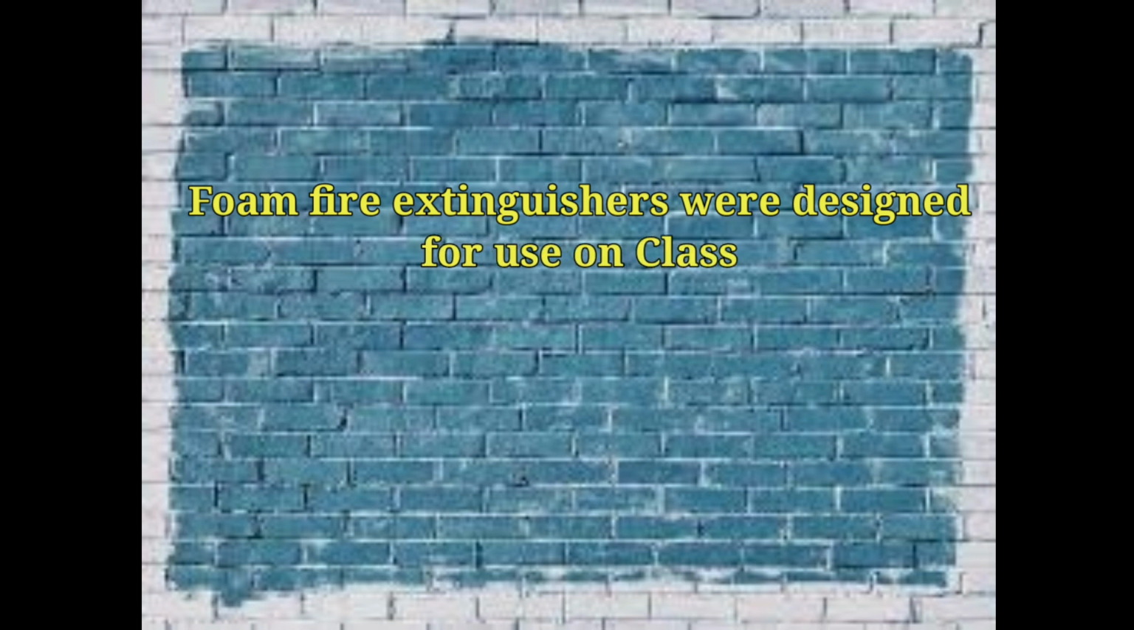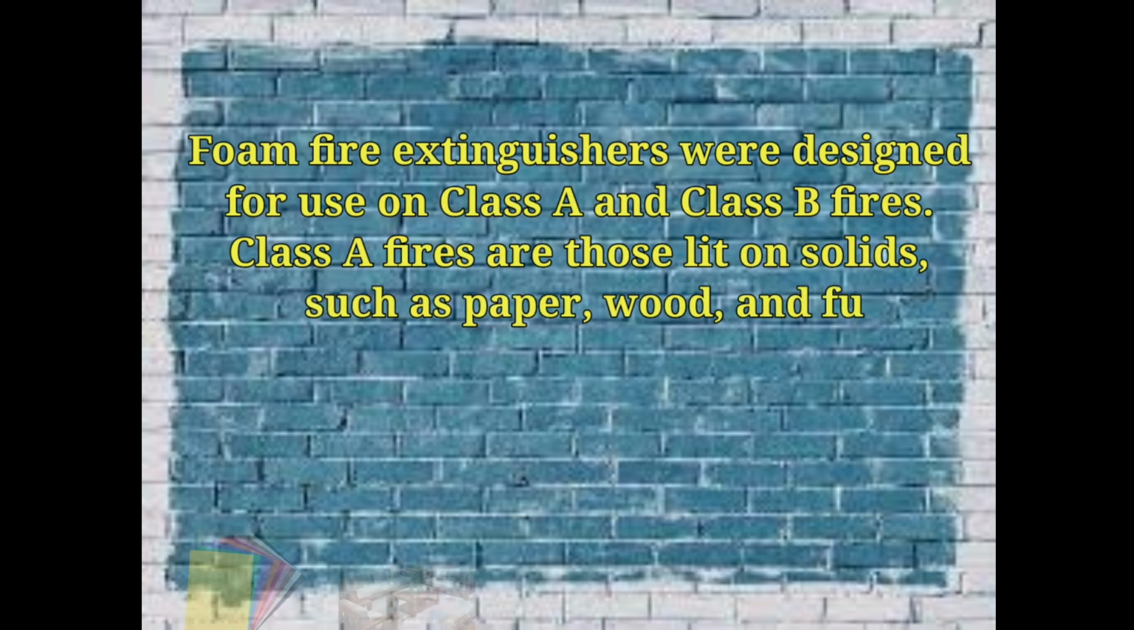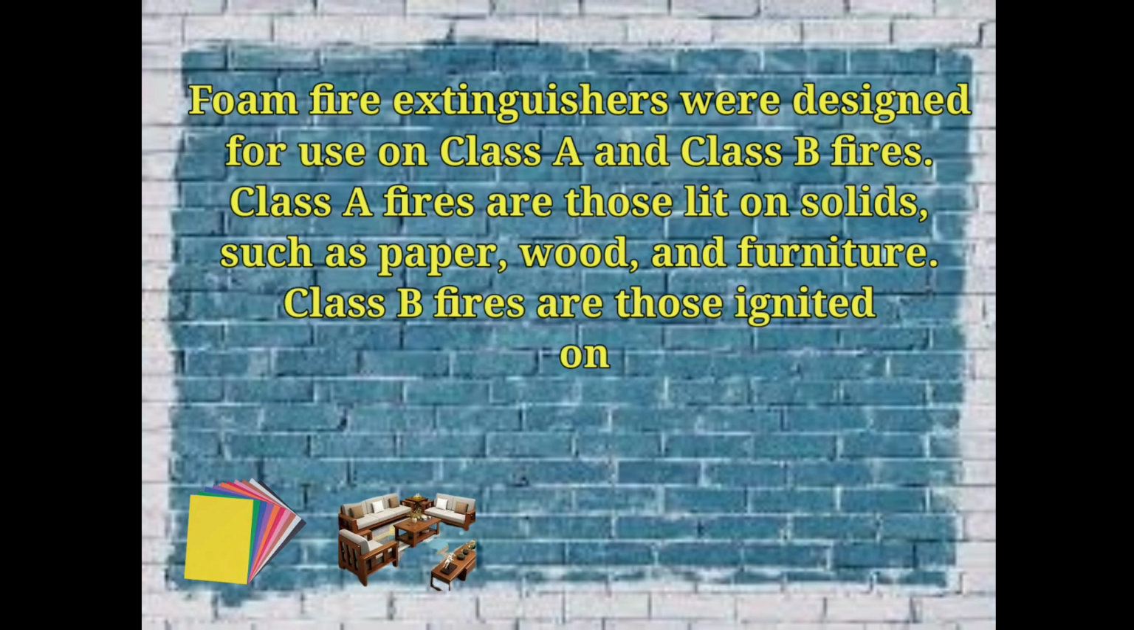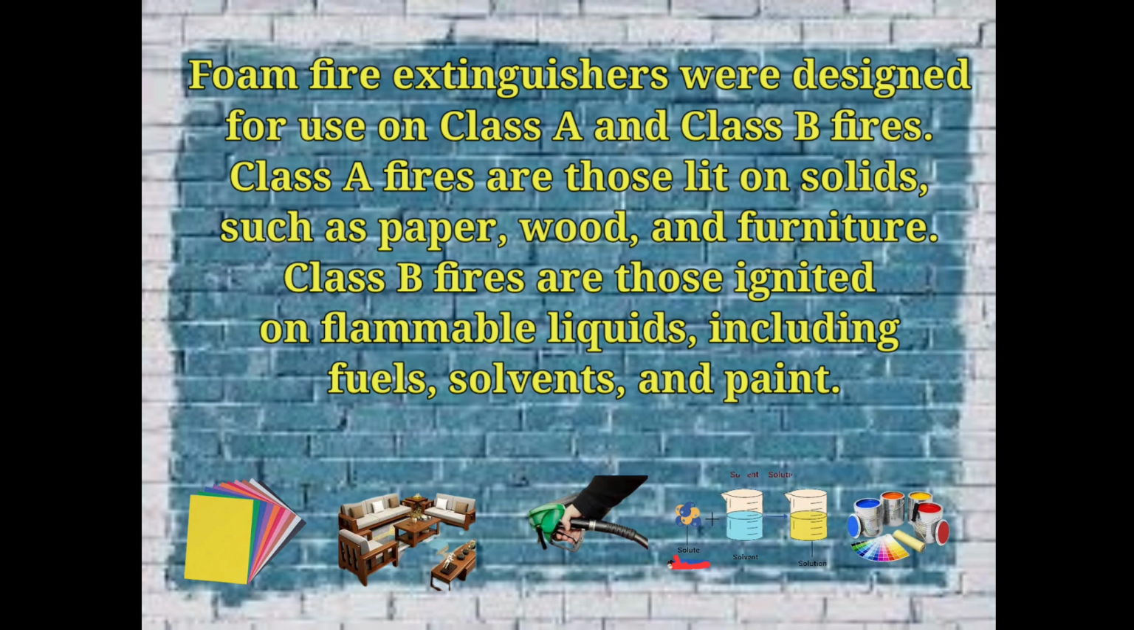Let's go to the second type. Second type is foam fire extinguisher. Foam fire extinguishers were designed for use on Class A and Class B fires. Class A fires are those lit on solids such as paper, wood, and furniture. As we discussed, Class B fires are those ignited on flammable liquids including fuels, solvents, and paints. Fuels like benzene, solvents used in chemical labs, and paints.